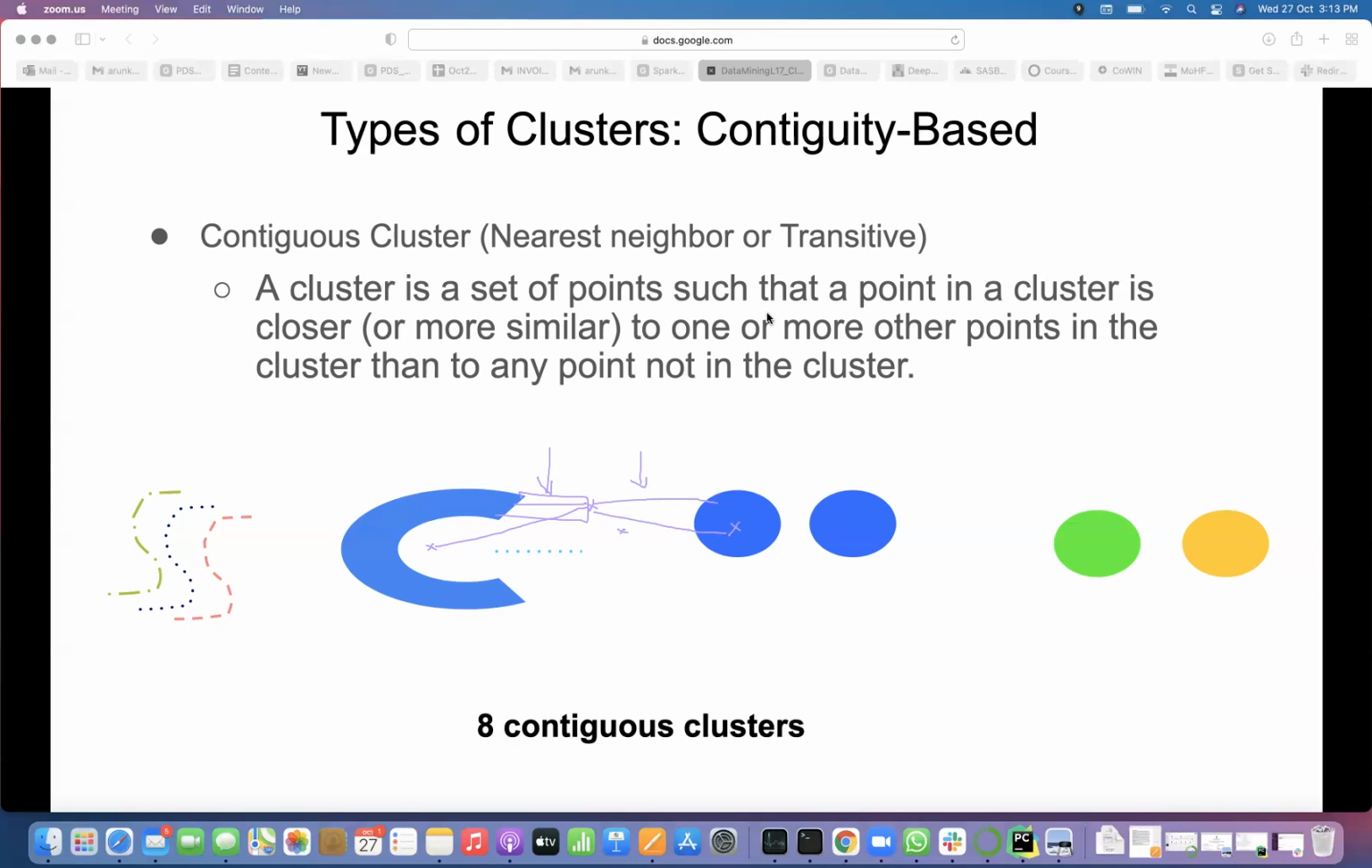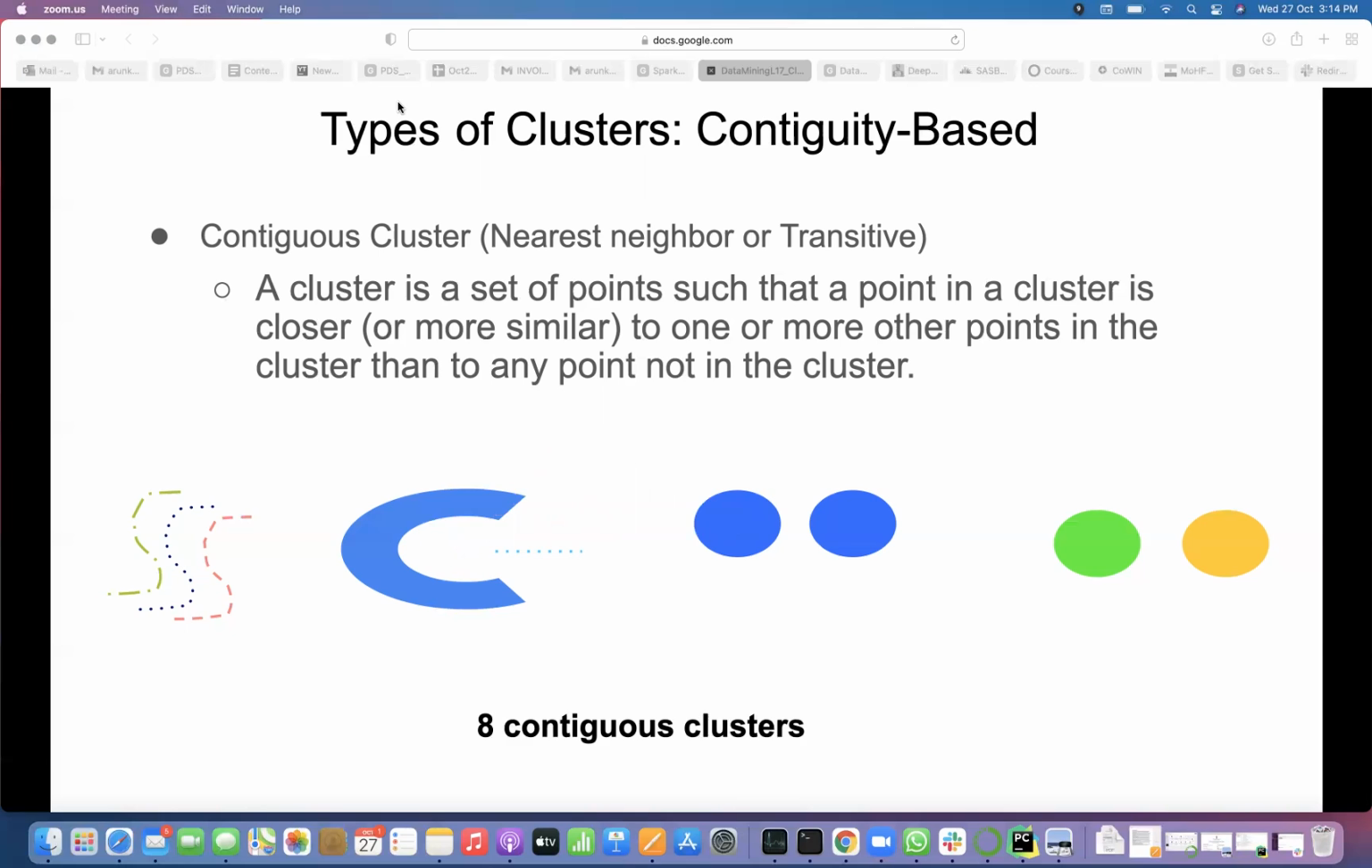So a cluster is a set of points such that a point in a cluster is closer. We are not looking at the centroid. Even if one point is closer to the new point, we assign the new point to that cluster. So a cluster is a set of points such that a point in a cluster is closer to one or more other points in the cluster than to any point not in the cluster. This is the difference between the contiguous approach and the centroid approach.